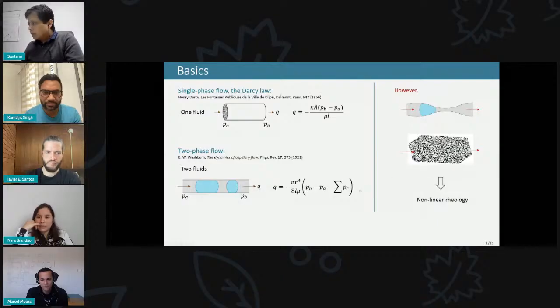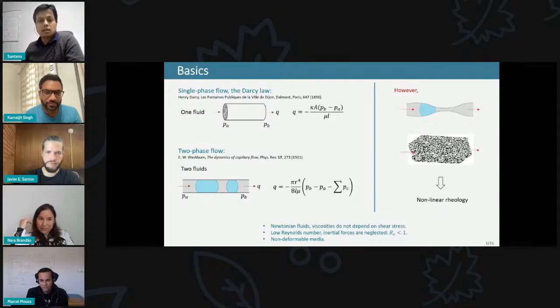And here, first of all, I'm talking about Newtonian fluids. So viscosity does not depend on the shear stress, at low Reynolds number, and also non-deformable porous media. That means that the pore space doesn't change with increasing pressure drop or something like that.